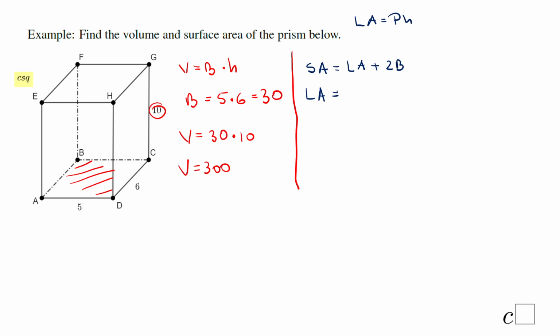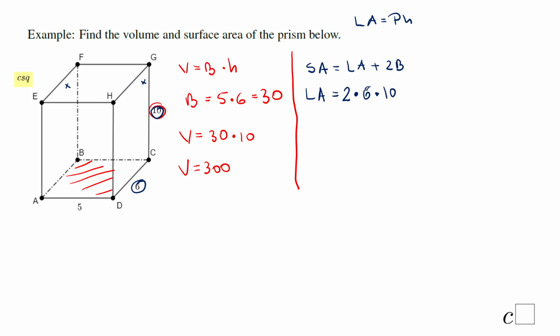Think about what you have here. We have this face here, H, G, C, D, and this face here, E, F, B, A. Since this one is a rectangular prism, they are the same. So that's the reason I'm going to put here 2, because we have 2 of them. And these faces, each one are 6 by 10. So that's the reason I'm going to put here 6 times 10.